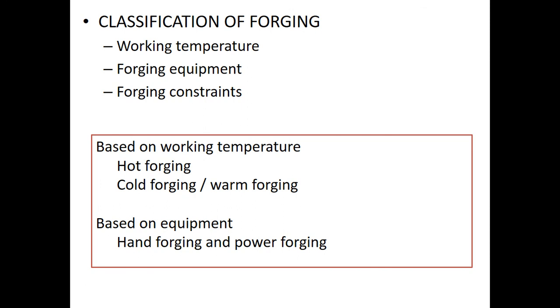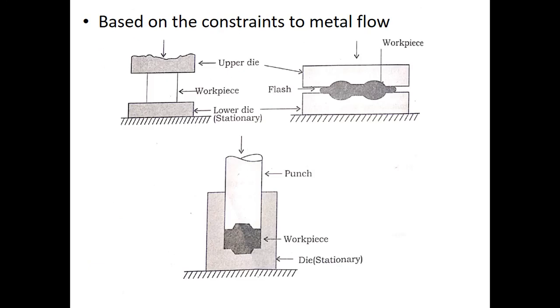A machine that applies an impact load is called a forging hammer, while a machine that applies gradual pressure is called a forging press. So, based on the equipment, you can classify it into hand forging and power forging.